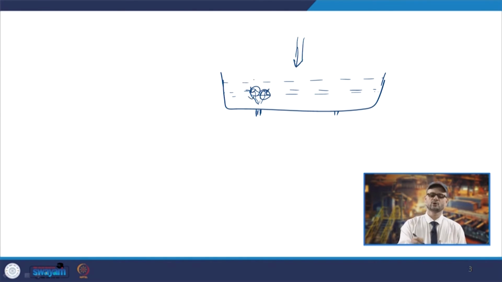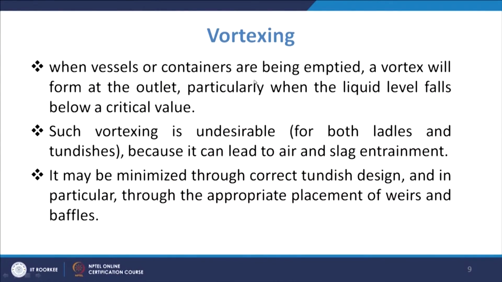level. That is the critical level, and this vortexing will try to entrap the air, and those air bubbles will go inside and may try to oxidize the steel. So, that is harmful. We do not want the level to go down below a certain limit. Such vortexing is basically undesirable for both the ladle as well as the Tundishes.